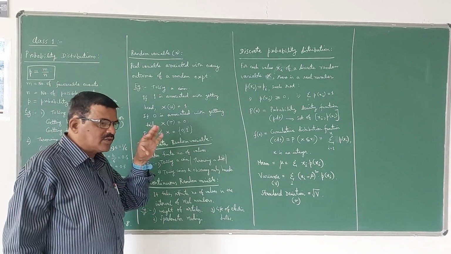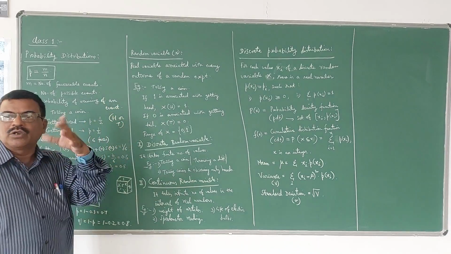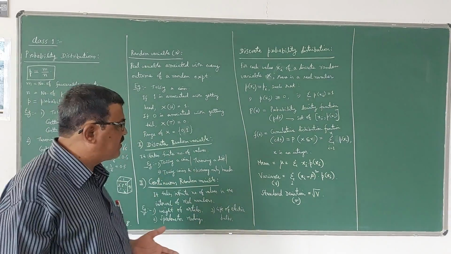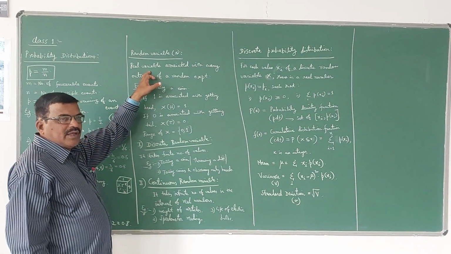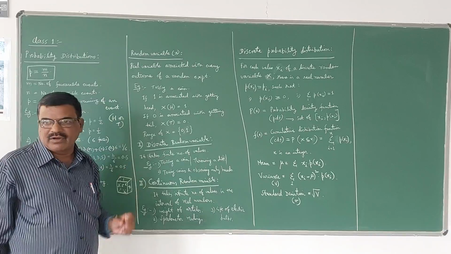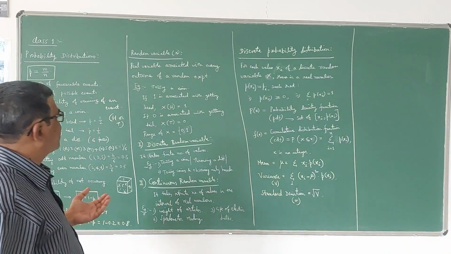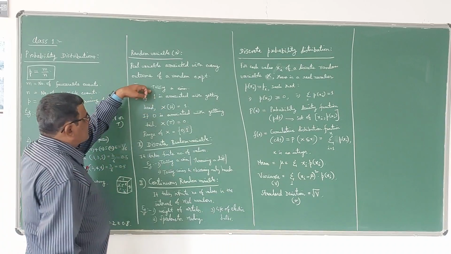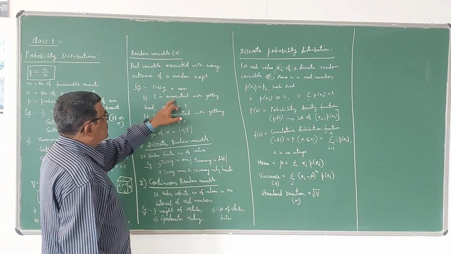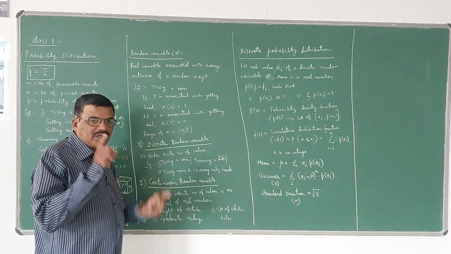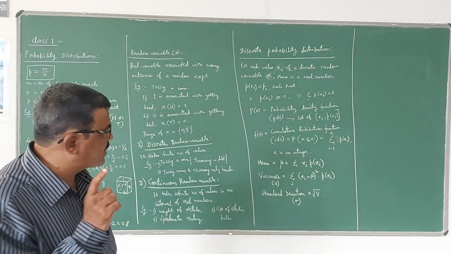If you start assigning a value for each outcome of the experiment as a real variable, then that variable is called a random variable. Random means it can change; it is not constant. That is the meaning. For example, take the tossing of a coin. If head is obtained, I am going to give the number 1.